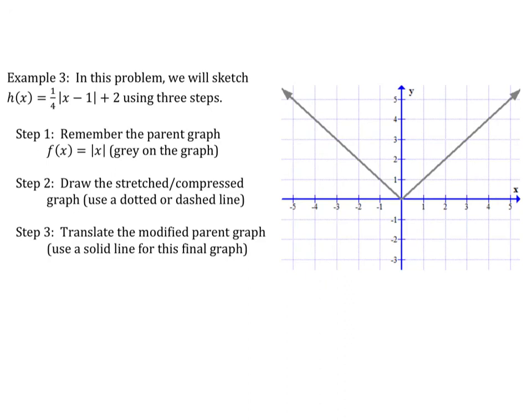What I need to do now is take this idea of, so what happens if we have a stretch factor like 1/4, but then we also have some translation factors like a -1 and a +2? What happens when we deal with those things? And I'm going to do that in 3 steps.